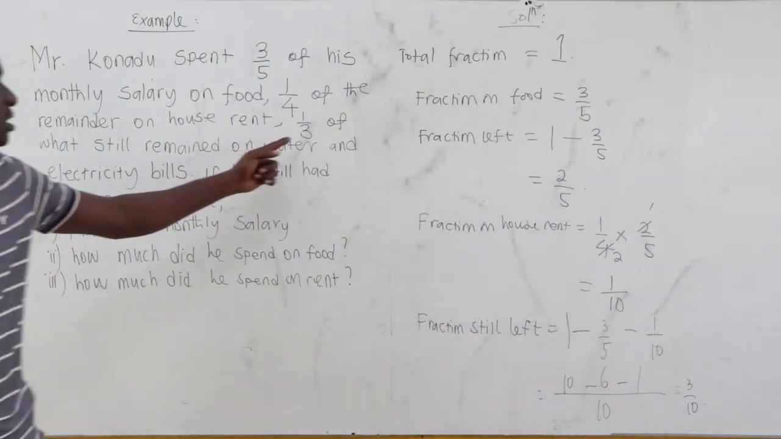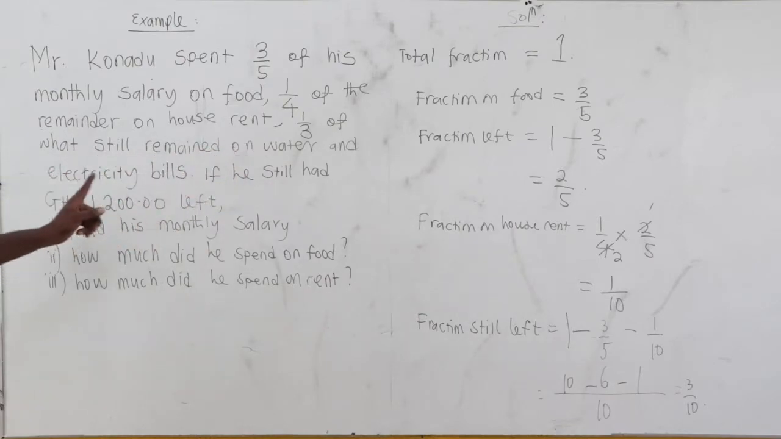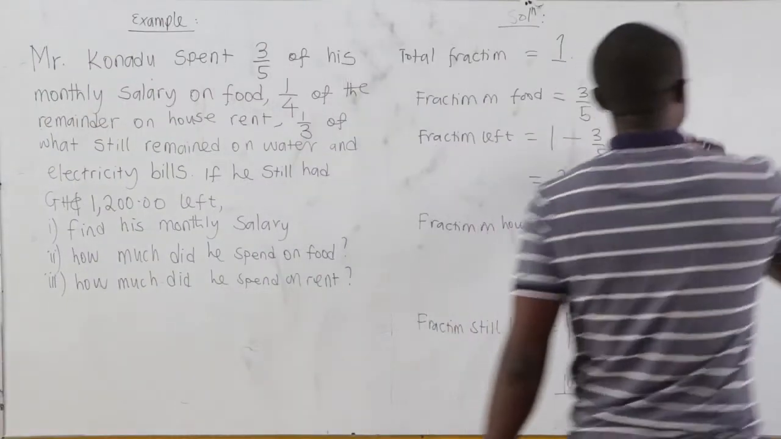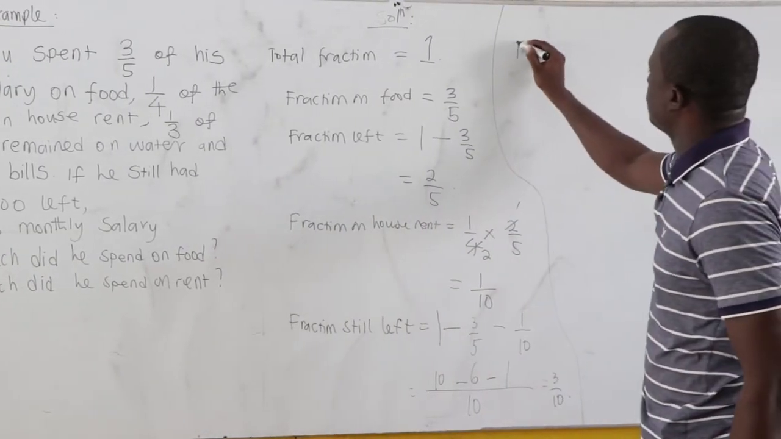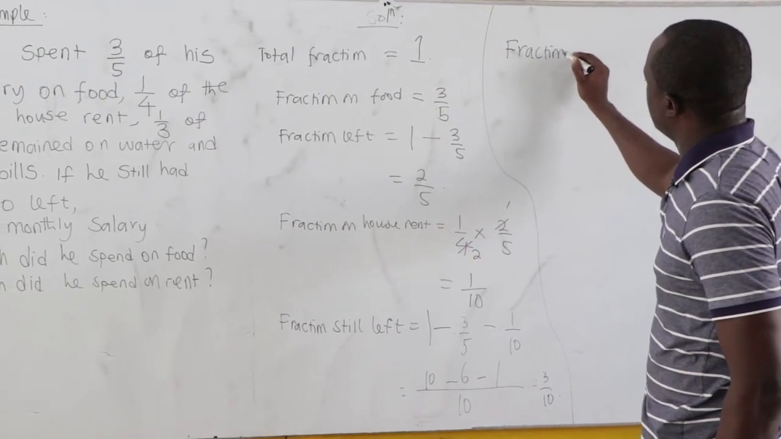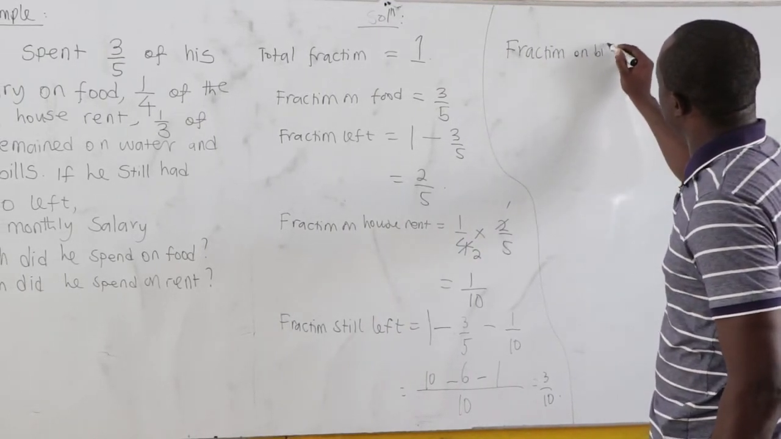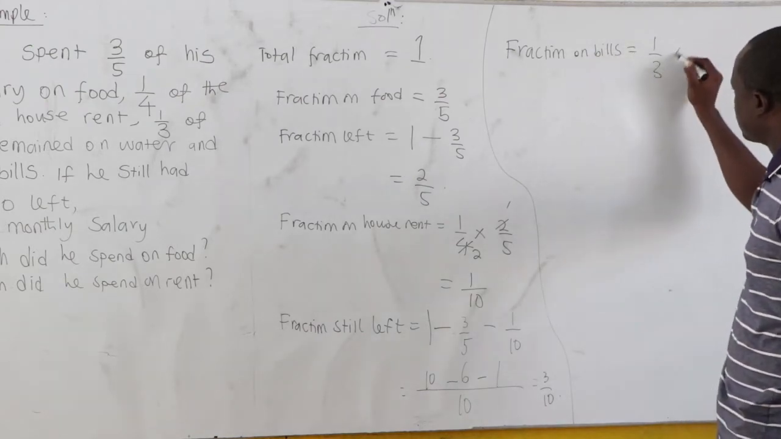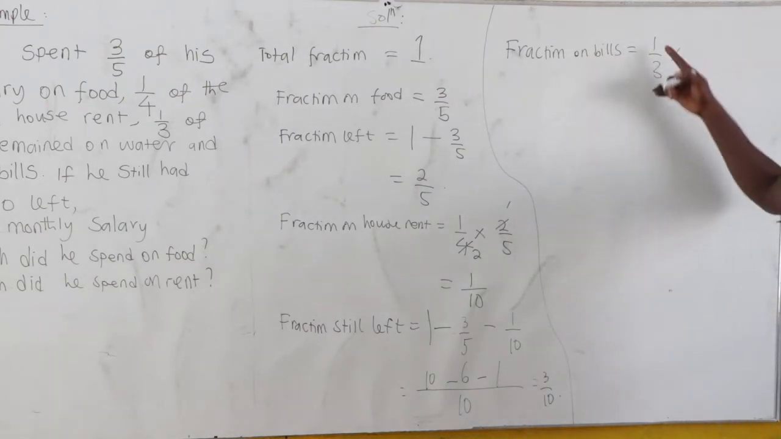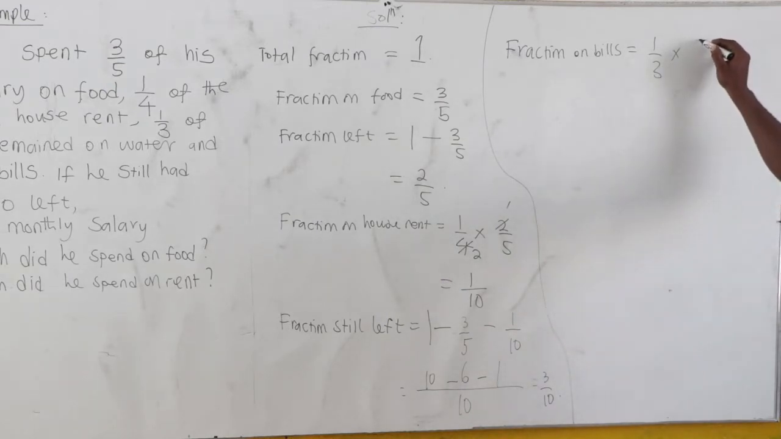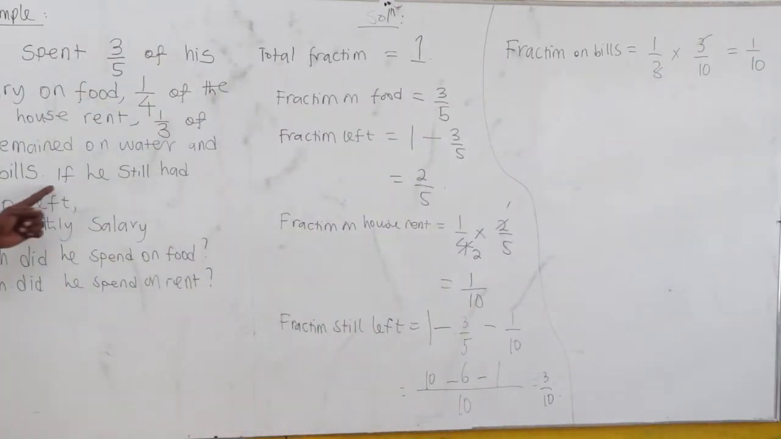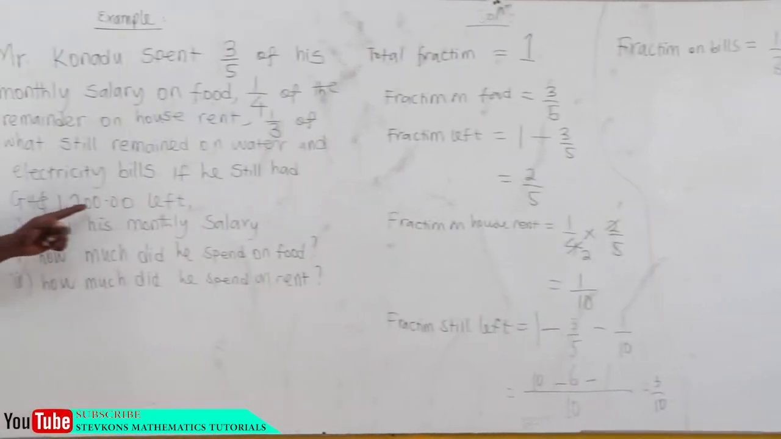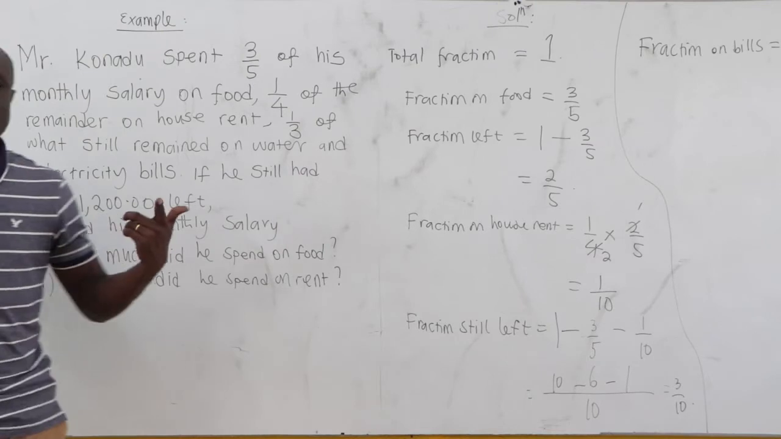And then we are being told that 1/3 of what still remained on water and electricity bills. So we can say that from here, fraction on bills. Now we are being told 1/3 of what still remained on bills. So 1 over 3 times 3 over 10. And this is the same as 1 over 10. Why? This 3 and that 3 will cancel out. Now we are being told he still had 1,200 left.